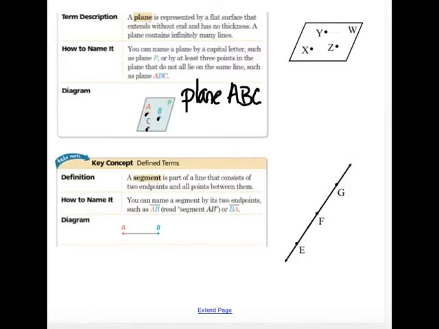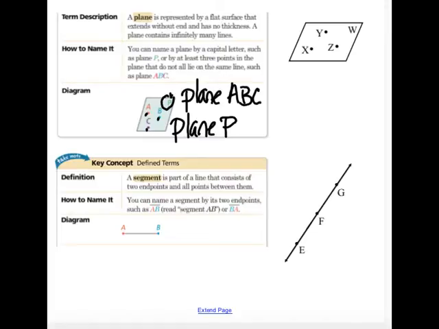You'll notice that this capital P doesn't have a dot next to it, so I know it's not a point. We can also refer to our plane by a capital letter. So this could also be called plane P.